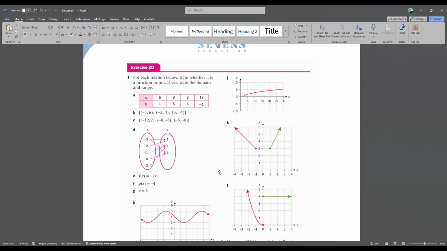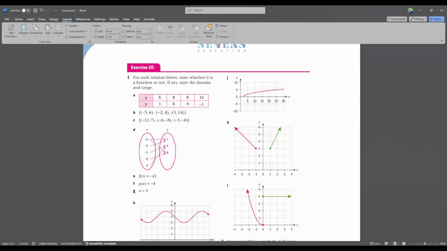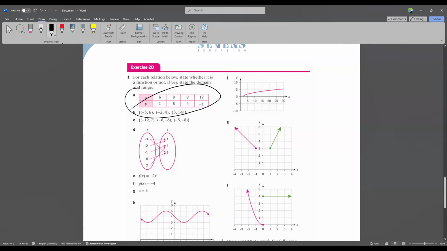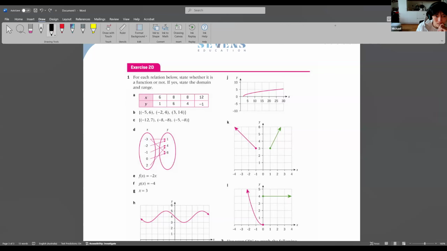Is it a function? No. Anyone else? Is it not a function? So why is it not a function? There's no output. No. Ryan, for which question? Question A. Oh wait, I got X and Y mixed up. Ah, okay. So the X can't be the same, but the Y can be the same. Yes. Okay, yeah.